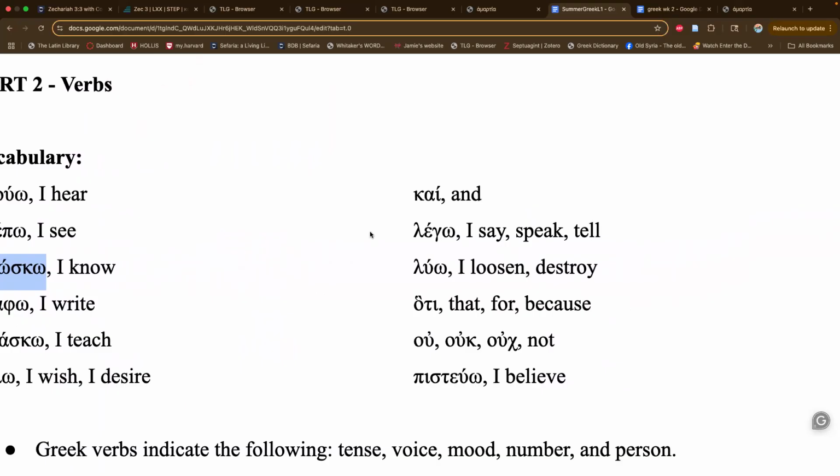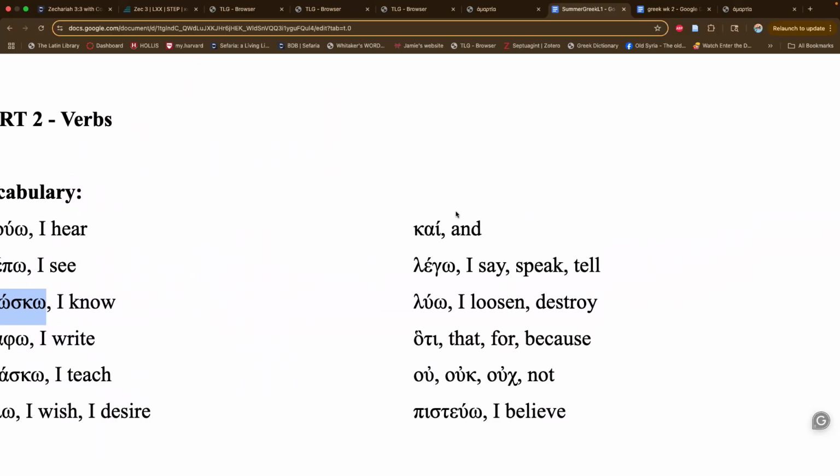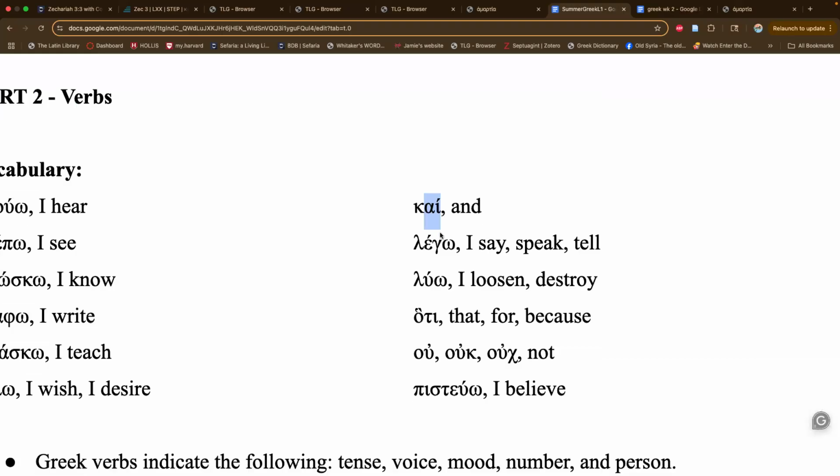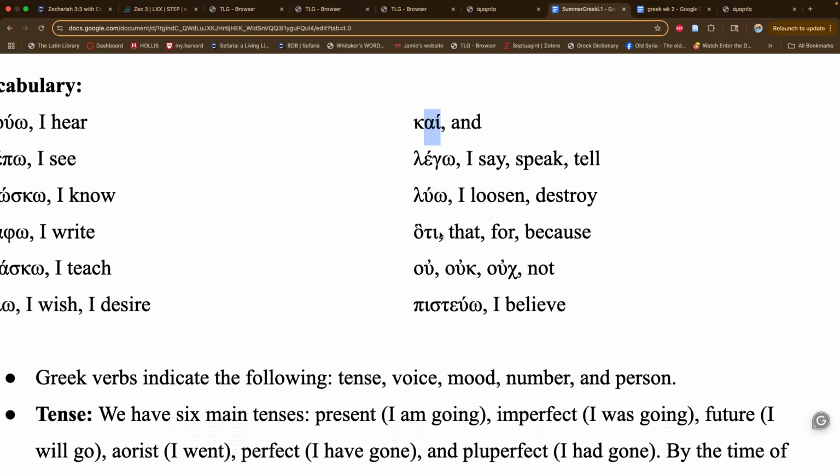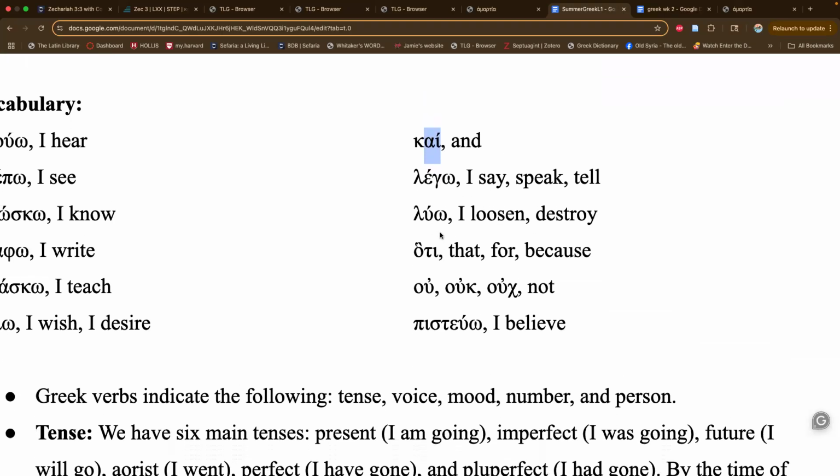Kai. This is a very common one. It's just the conjunction "and." Note that this has the alpha iota diphthong, so kai. The next one is very common, lego, like the little building blocks. This one's to say or to speak or to tell. All of the "ologies" come from this, but they come from the noun form, logos, which comes from lego.